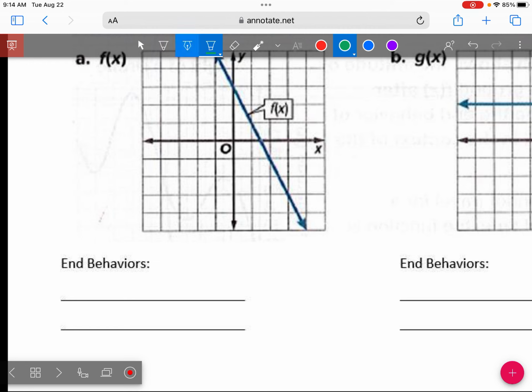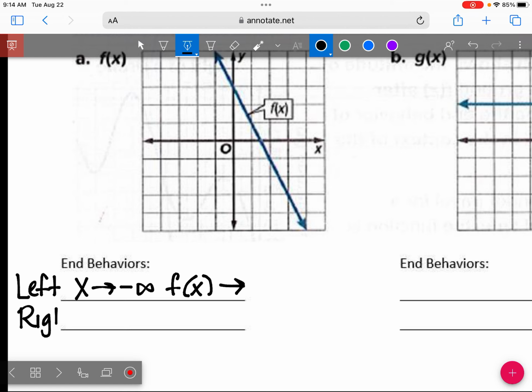When you write an end behavior statement, when we're talking about the left side, we say as x approaches negative infinity, f of x, and that arrow means approaches. And we're going to write that again for the right, except on the right, x is positive. I'm going to give you a minute to write that, and then we will fill in the blank.